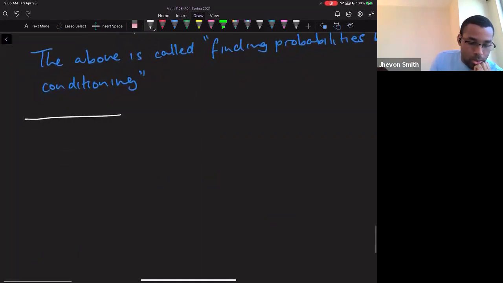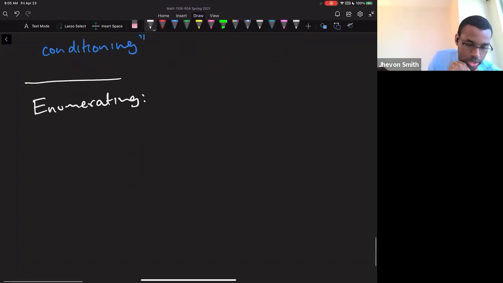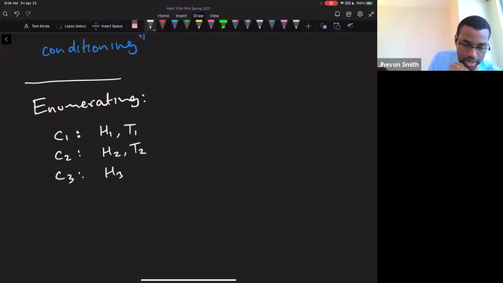That's perfectly fine. What you did was enumerate. What you just described is called enumerating, which means you literally specifically counted out every possibility. So you looked at coin 1 and you said, okay, that's 1 heads and 1 tail, right? Coin 2, that's another heads and another tail. Coin 3, that's another heads and another tail.